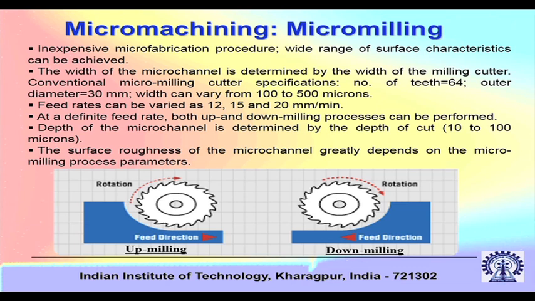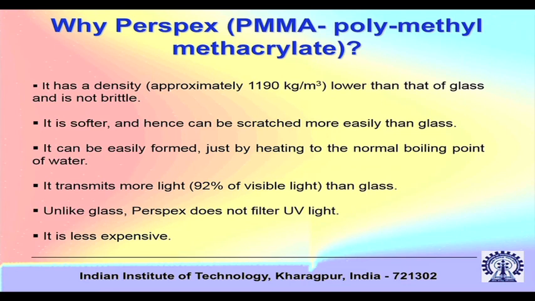Can you say why the feed rate is important? Your surface roughness characteristics depend on the feed rate. So feed rate is very important, and both up and down milling processes can be performed. You can see this is the rotation of the cutter and this is the feed direction. If they are opposing each other, that is up milling, and if they are in the same direction, that is called down milling. So both up milling and down milling are possible in micro channel fabrication.